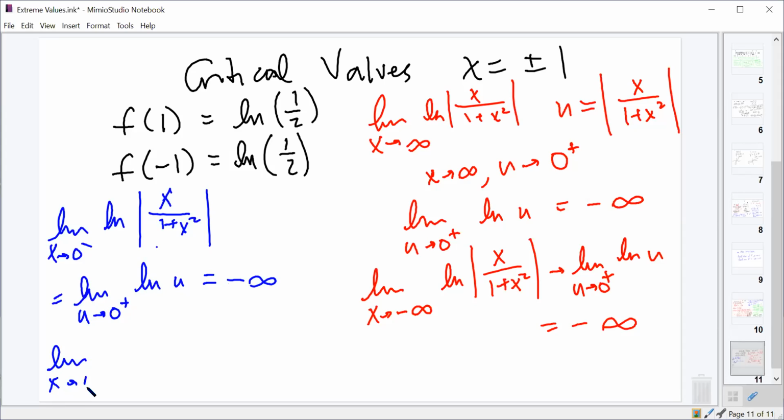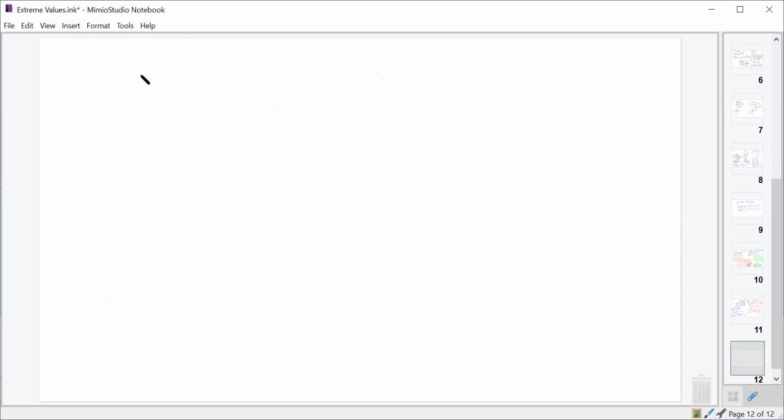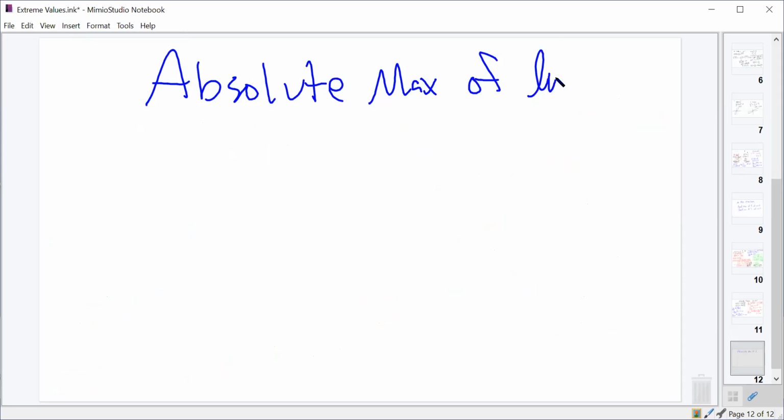And what if we do the limit as x approaches 0 from the right of this? It should still come out to be negative infinity, right? Because the same thing's going to happen if I substitute out this absolute value of x over 1 plus x squared. It's still going to be approaching 0 from the right of natural log of u, which is negative infinity. So what does that tell you about the values natural log of a half and natural log of a half at 1 and negative 1? Are they maxima or are they minima, first of all? Max. They're maxima. And are they absolute or are they local maxima? They're absolute. They should be absolute because everywhere to the other sides of them, we are dropping off. So an absolute max of natural log of a half at x equals positive or negative 1.